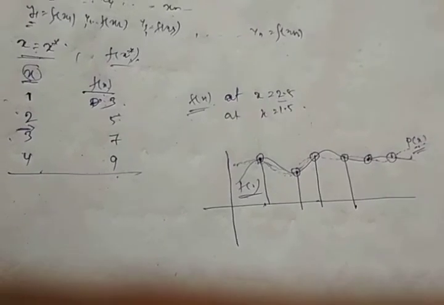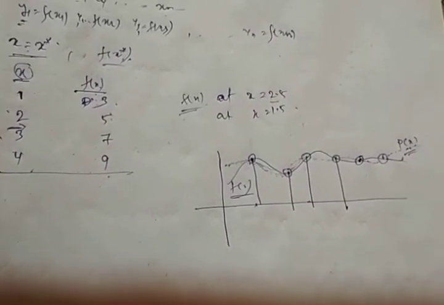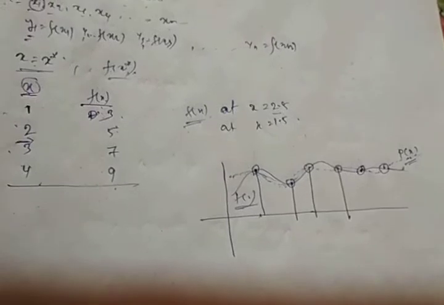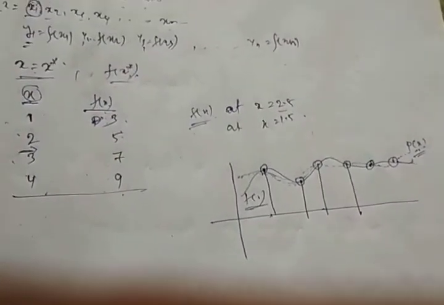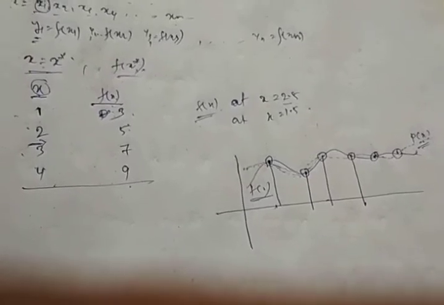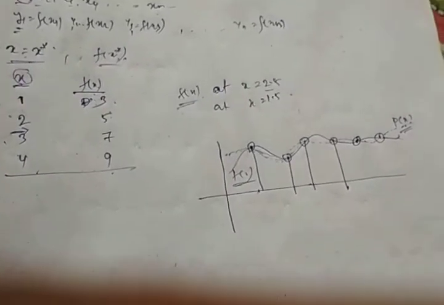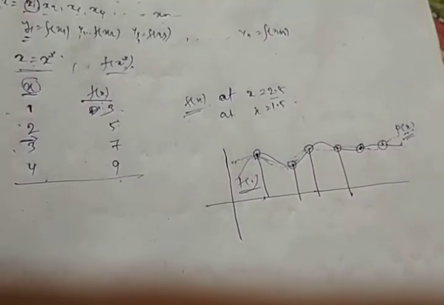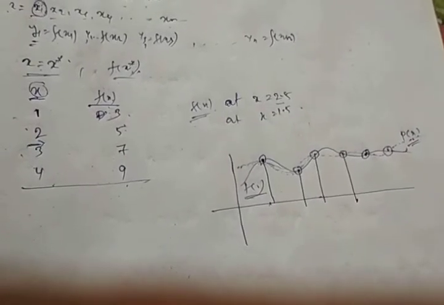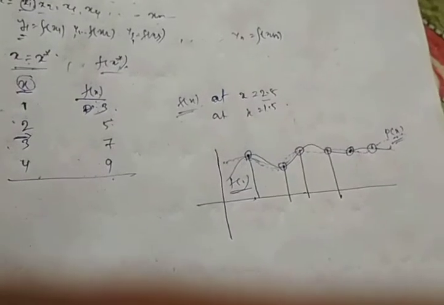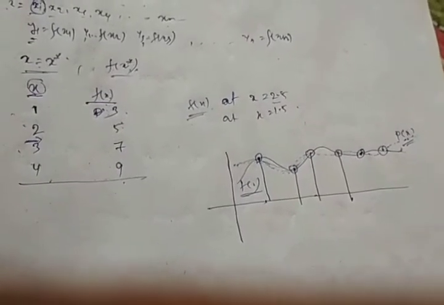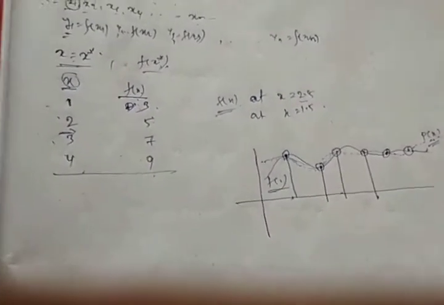Okay, so the value will be approximated also. So this problem is called a numerical problem. In a numerical problem, the values are always approximated at some given desired points. We will not find the exact value of the function.